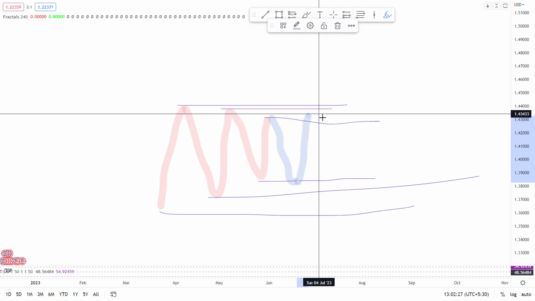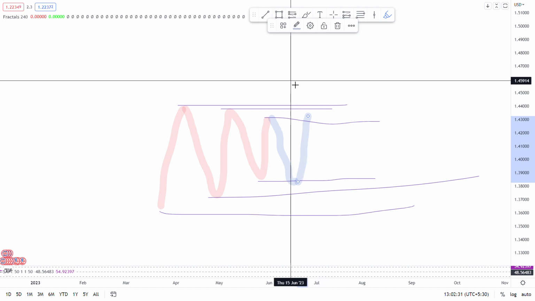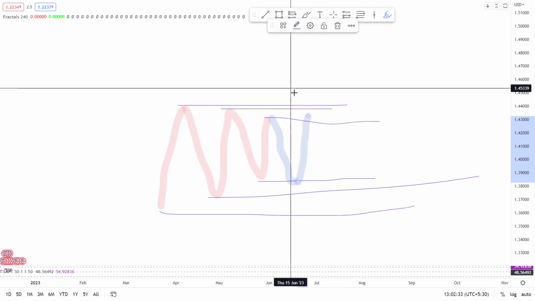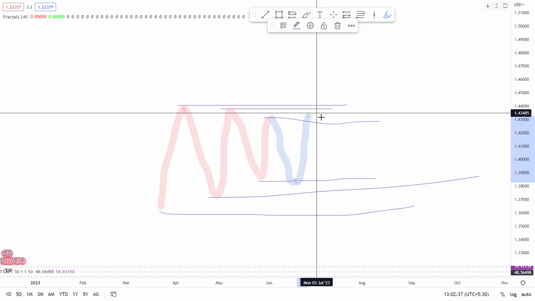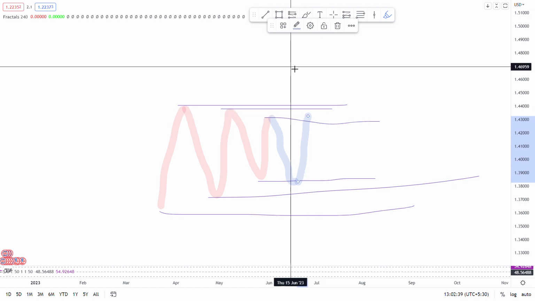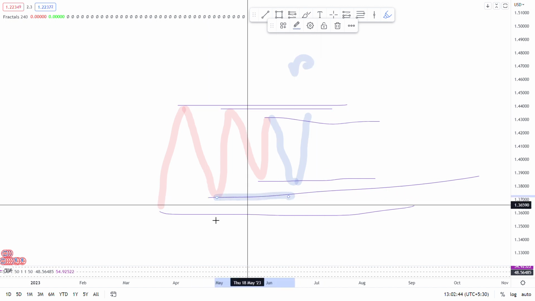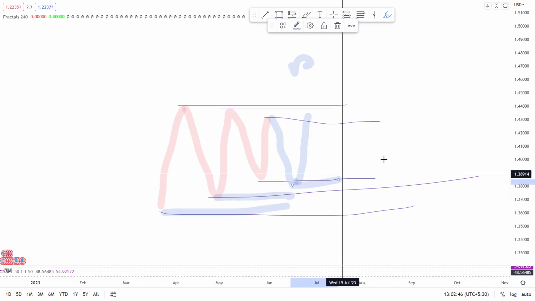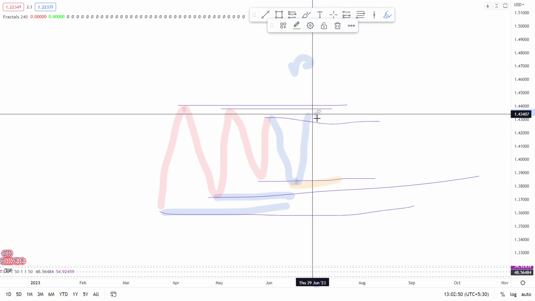I can't teach the entry confirmations here because it's for my mentorship students. I should provide value, but I can't give all the value for free here. We have some entry confirmations and we have a checklist. If the checklist is complied with, divergence, etc., we will take a sell and target this liquidity or this liquidity. This is our first target. Here we entered the trade and we target that.